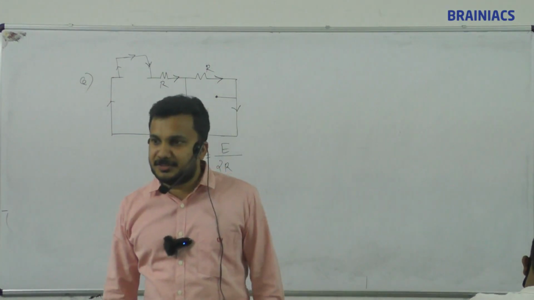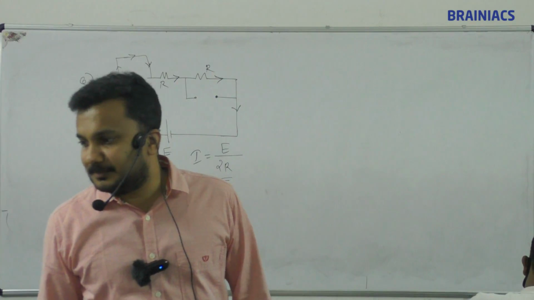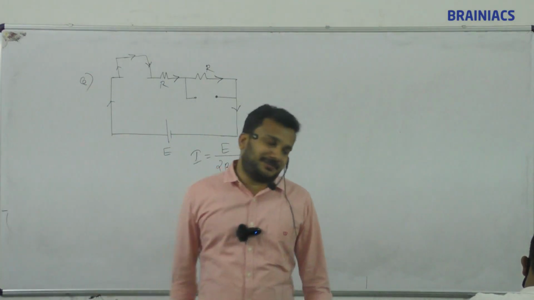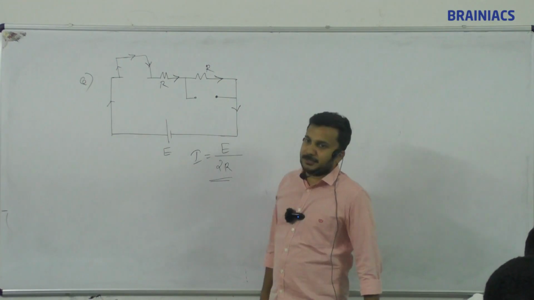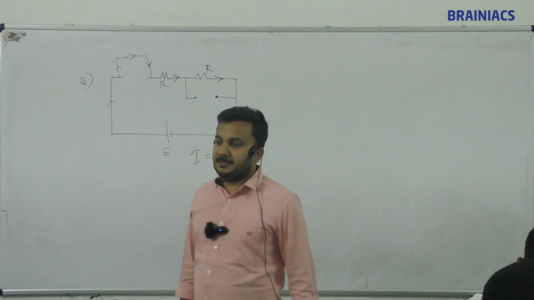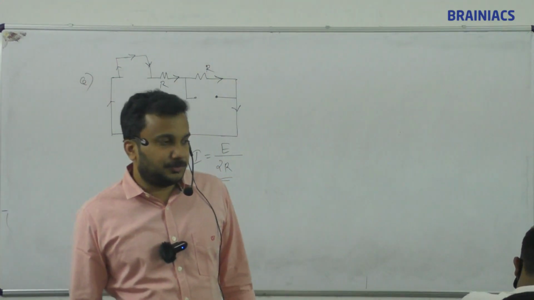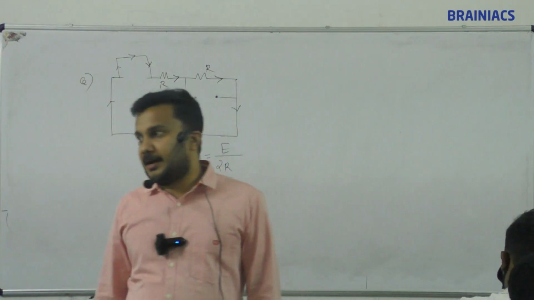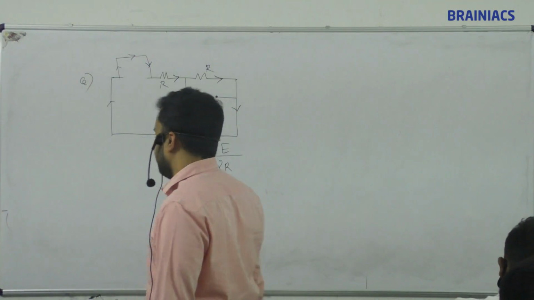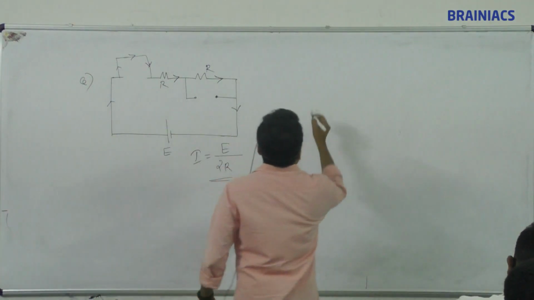Next one. Finished? Got it? Understood? Okay. Next one. Find the current flowing through the circuit. Assume the diode is ideal.